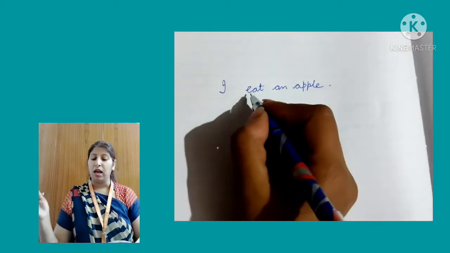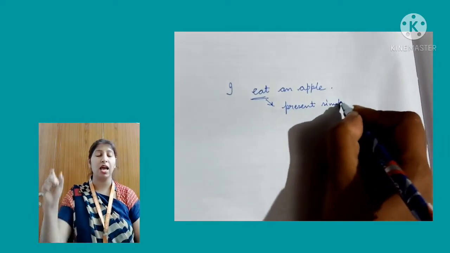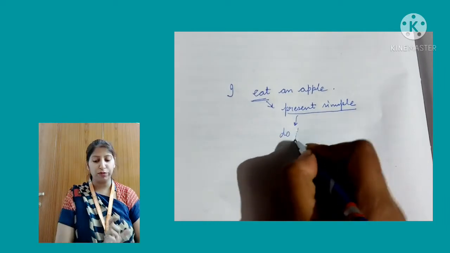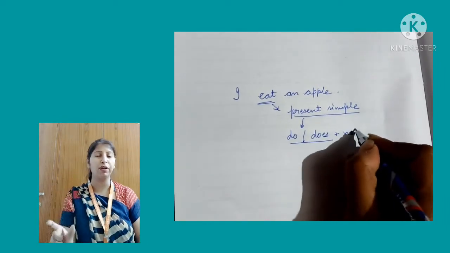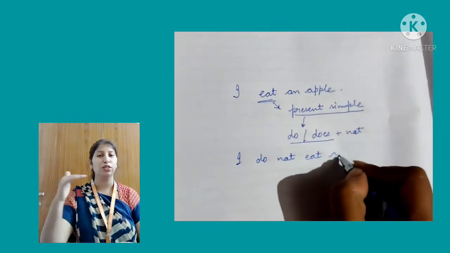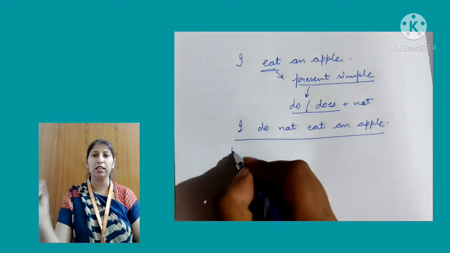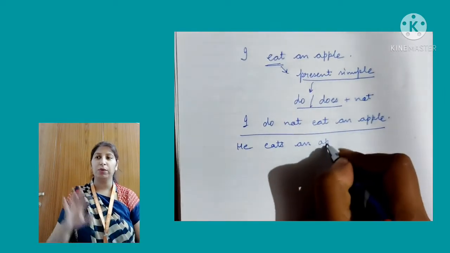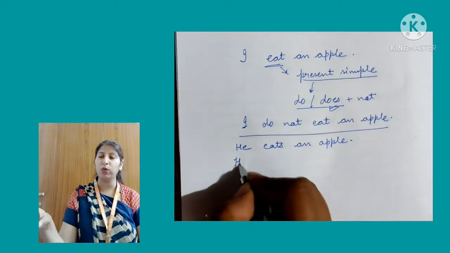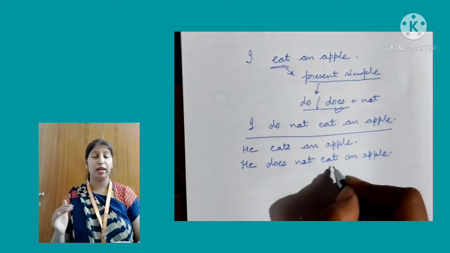Like, I eat an apple. So this is present simple tense, and with I we use do. So before the main verb we will add this helping verb and not. I do not eat an apple. In the same way, if the sentence is like this, he eats an apple, then because with he we use does, what will we do? He does not eat an apple. So like this we form negative sentences.